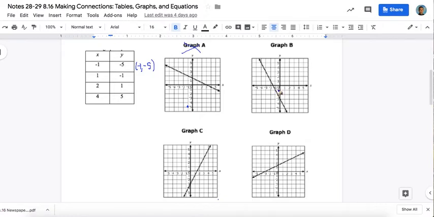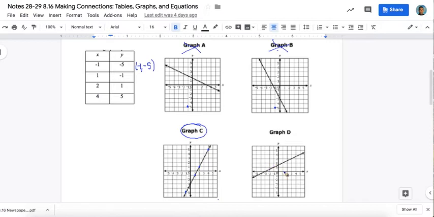We're going to do the same with graph B. We're going to go over to -1 and down to -5. And once again, the line does not cross through that point. So we check C, -1, -5, it does. 1, -1, so we go over to 1, down to -1, it does. And we go over to 2, up to 1, and it does. And over to 4, up to 5, and it does. So the correct answer is choice C.